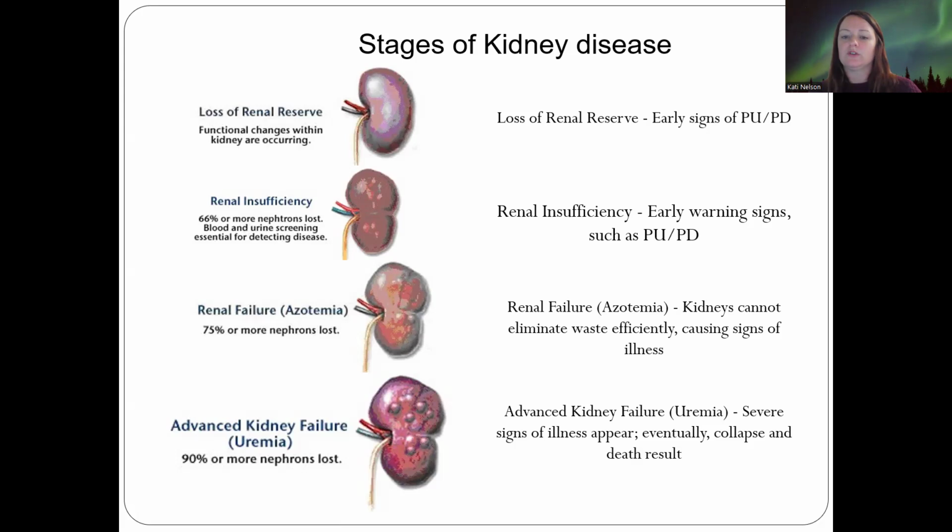The next one is renal failure. So that azotemia, right? Once they hit renal failure, we're going to have those toxins building up. It's actually nitrogen. Kidneys cannot eliminate waste effectively, causing signs of illness, right? So 75% or more of nephron loss. And then the last one is advanced kidney failure, right? So that uremia. Uremia is urine in the blood, right? Urine has now spilled over into the blood. So that's really bad. Severe signs of illness, they could collapse, it could result in death. 90% or more of nephrons are lost at this point. So when you see that uremia, we have a really big problem here.